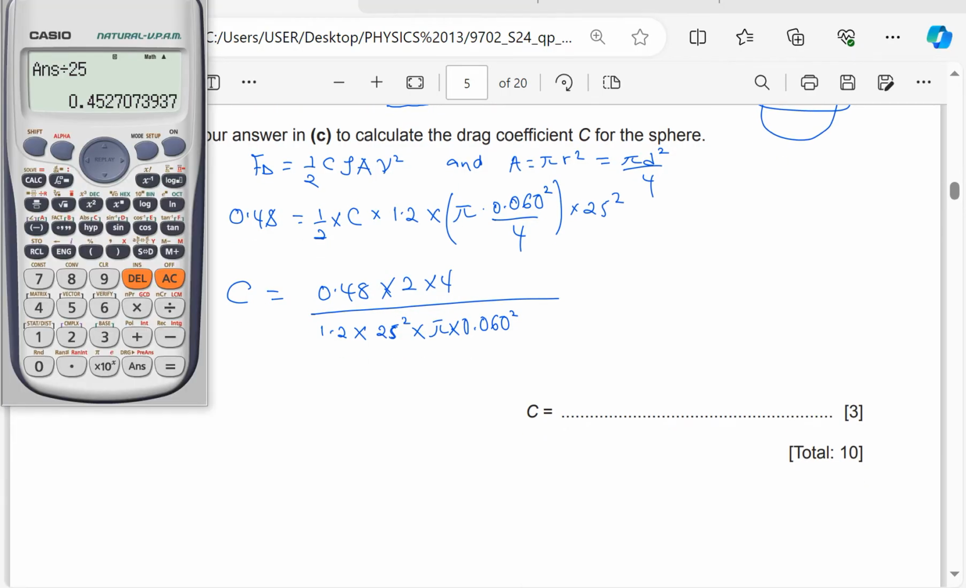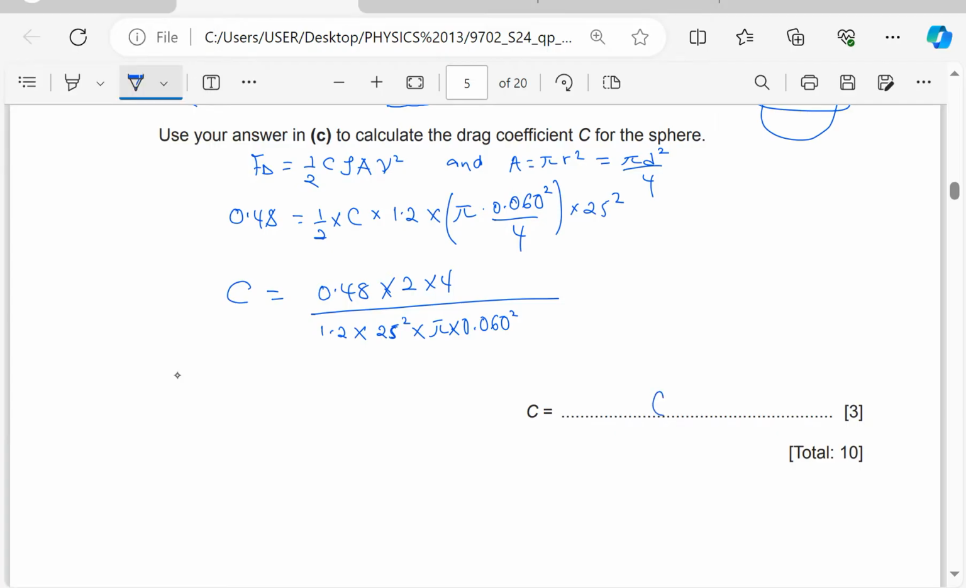Let me check. So I have 0.48 times 2 times 4 divided by open brackets 1.2 times 25 squared times pi times 0.06, but this is squared. Okay, it is 0.453 or 0.45. So I'll just write two significant figures.